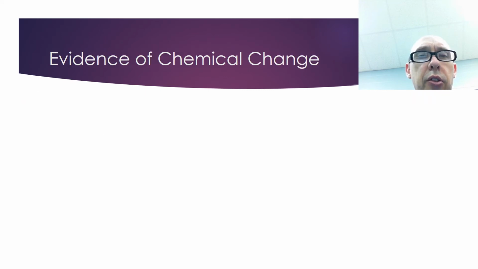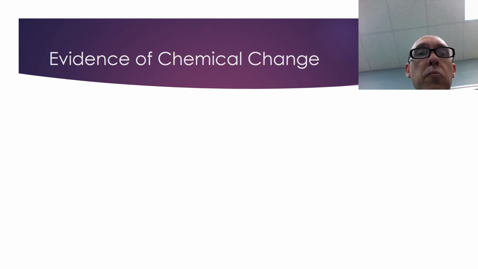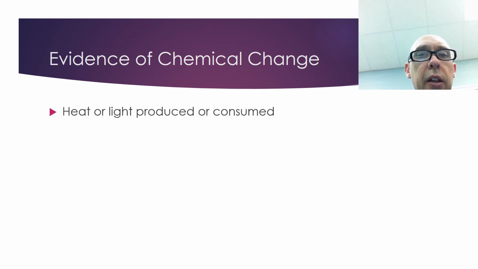Hopefully your grade 9 teacher talked about evidence of chemical change. Evidence of chemical change means if you see one of these occurring or detect one of these occurring, you've got a pretty good chance that you've got a chemical reaction. First, heat or light being produced or consumed. This is an energy change in the reaction, and if this is happening, there's a pretty good chance that it's a chemical change, unless it's obviously a change of state like melting, boiling, something like that.